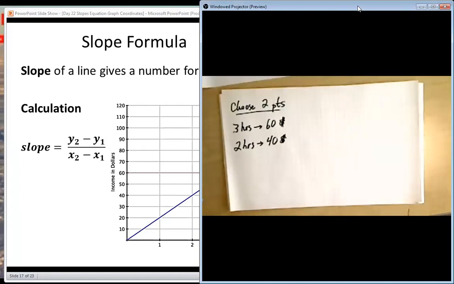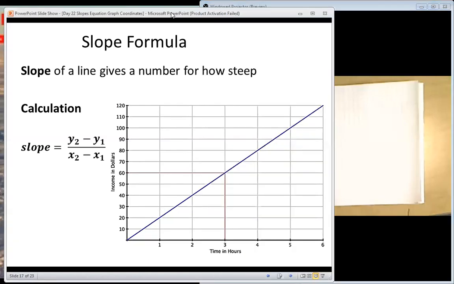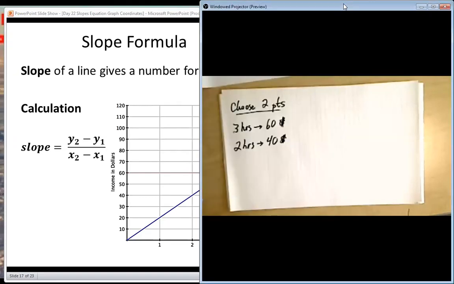Question from class: in this question, is y2 and x2 for 3 hours, right? Question in class about which one's X and which one's Y. So which one's X1, Y1, which one's X2, Y2? Officially, it doesn't matter. But where the X goes does. So is the X going to go with the hours or is the X going to go with the money? X is with the hours for sure, right?